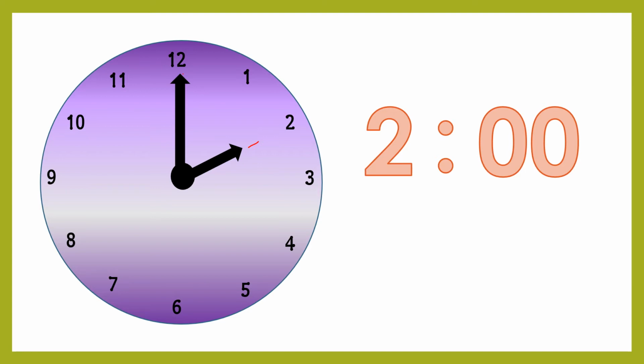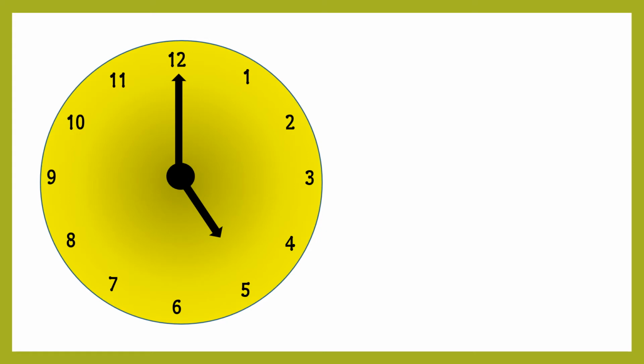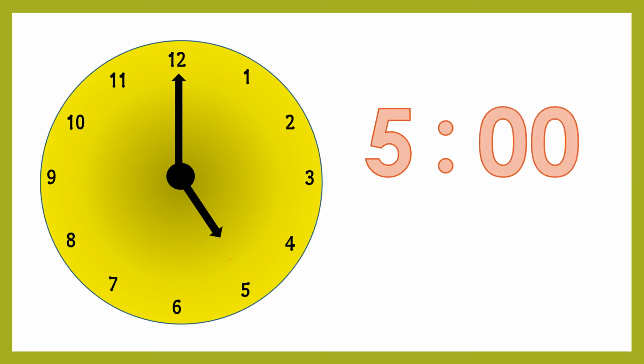Now let's take a look at the next clock. The short hand here is pointing to number 5. So the hour is 5. Now the long hand is pointing to 12, so it means it is 5 o'clock. Again, since it's o'clock, the number you're going to write here is 0 and 0. You will not write 60 in the o'clock. It should be 0, 0.